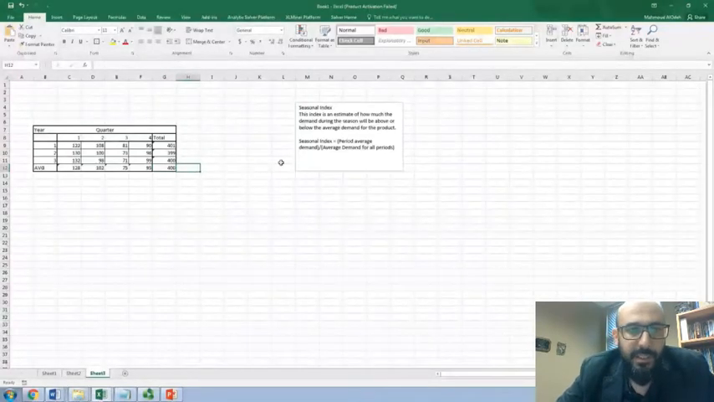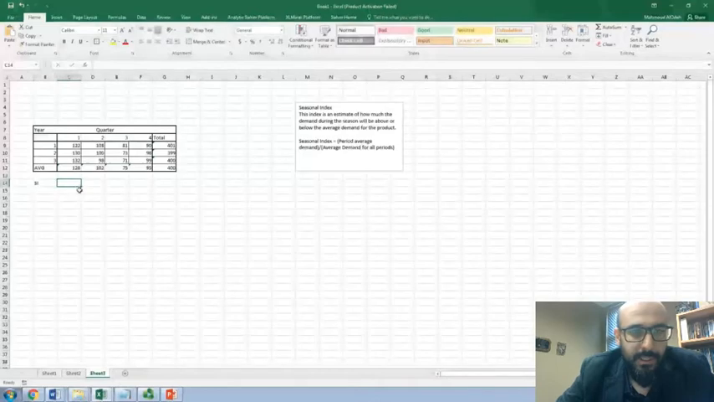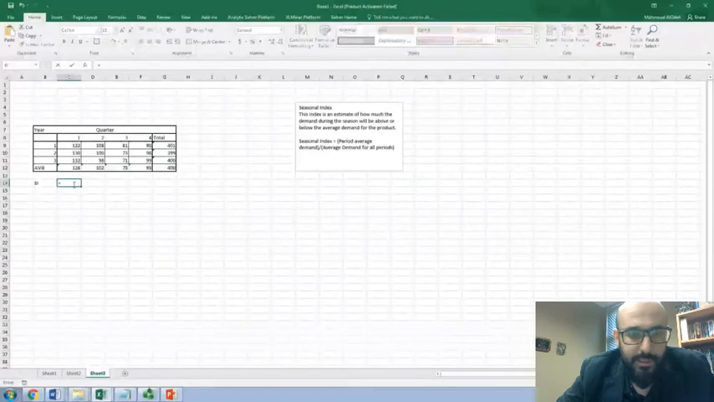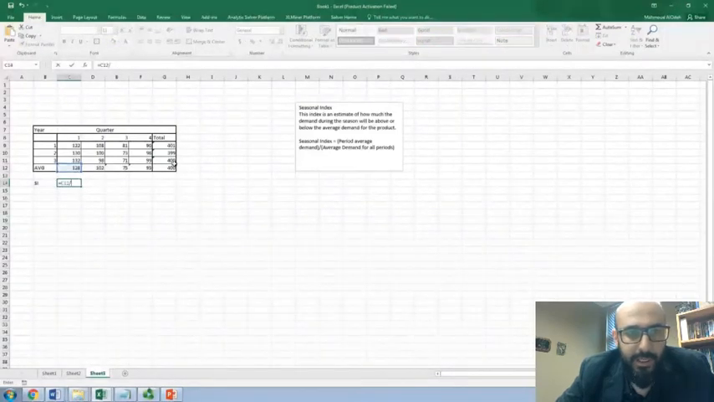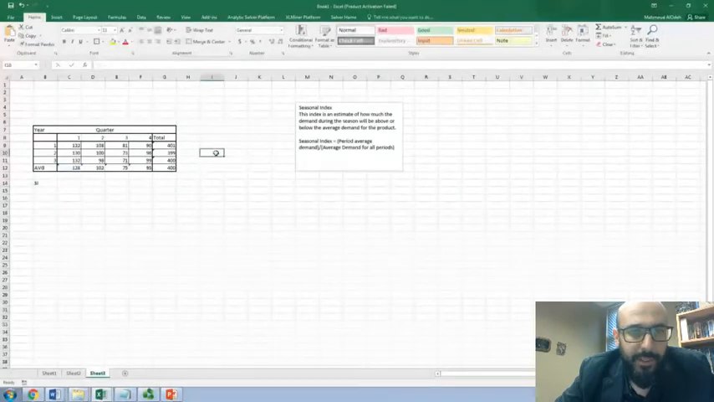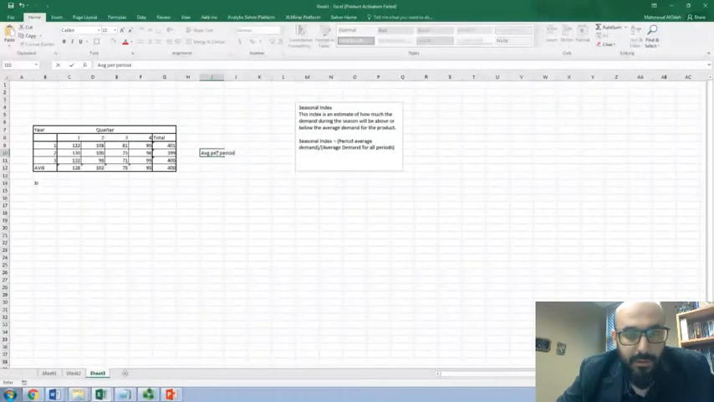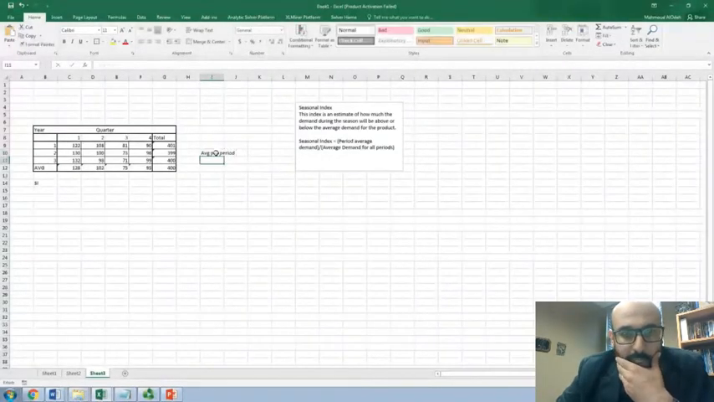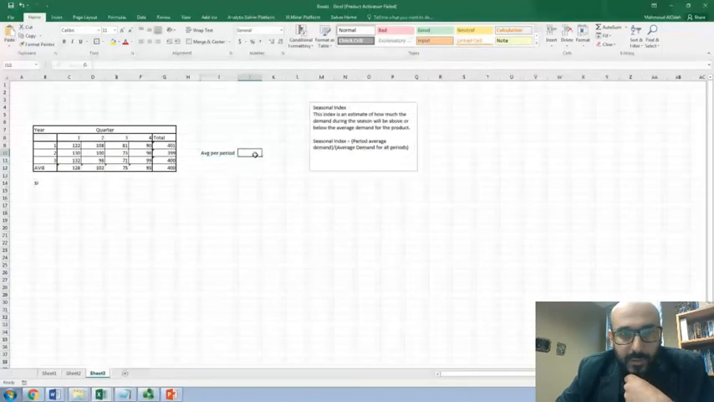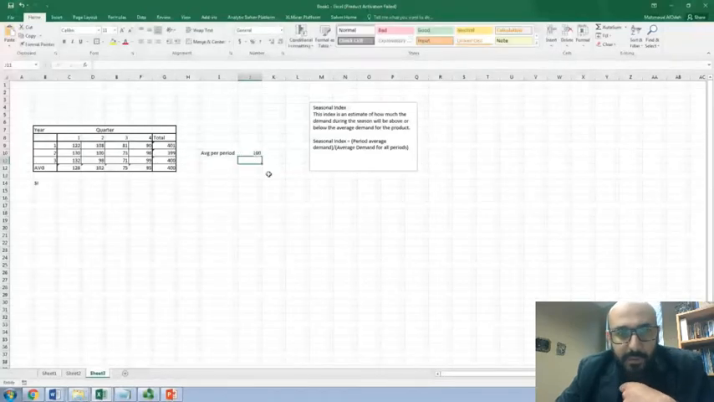Okay, now the seasonal index for period 1, I'm going to create another seasonal index here. It would be equal to 128 divided by the 400, but the 400 is not the average for all periods. This is the average per year. So the average per period would be 400 divided by 4 periods, that would be 100.